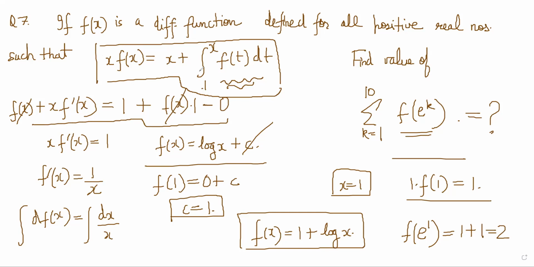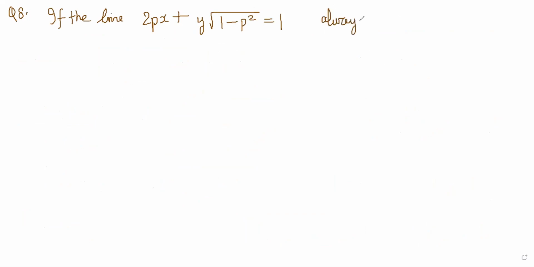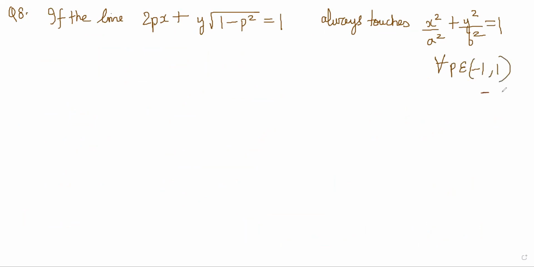Okay. The next one is this. If the line 2px plus y into root 1 minus p square is equal to 1, always touches x square by a square plus y square by b square is equal to 1 for all p belonging to -1 to 1, p cannot be 0. What is the eccentricity of this ellipse?